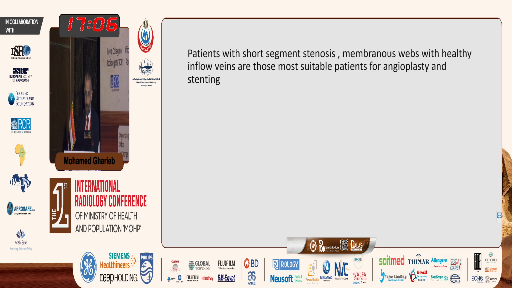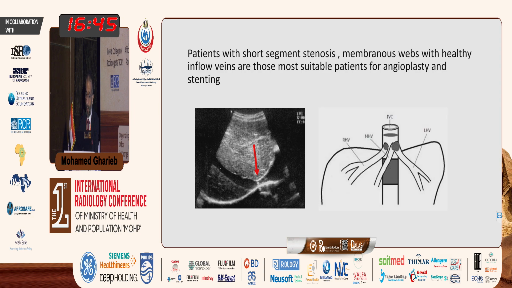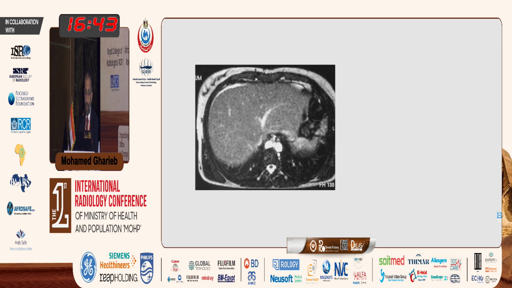Indeed, the experience of the operator and the center of expertise give the final decision in these patients. Patients with short segment stenosis, a membranous web, and, importantly, healthy inflow veins are the most suitable patients for angioplasty and stenting. Here you can see a right hepatic vein with a web at the junction between the right hepatic vein and the inferior vena cava. This is a very good candidate for hepatic venous stenting.